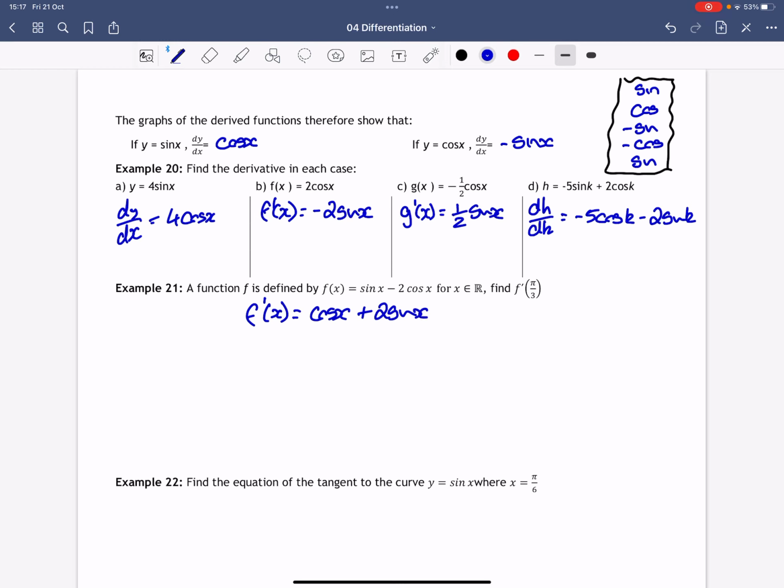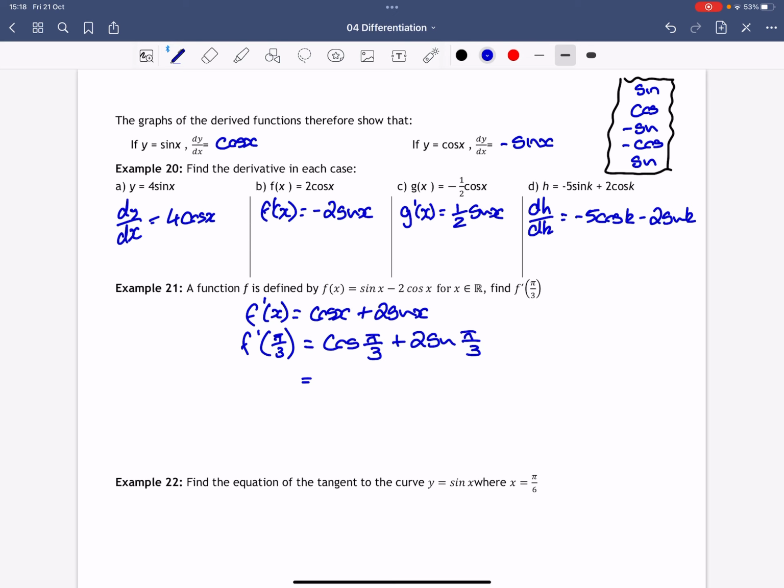Then I'm going to sub in my pi over 3. So f dashed of pi over 3. Now this is where you have to make sure just now your calculator is in radians mode. Later on in the course, you'll be able to do this without a calculator at all. But for just now, because you haven't learned about exact values, you're just going to type into your calculator cos of pi over 3 plus 2 sine of pi over 3. Okay.